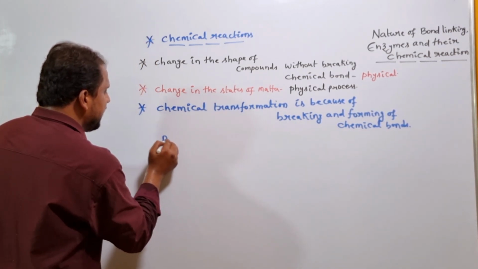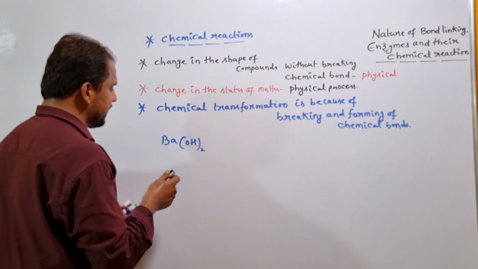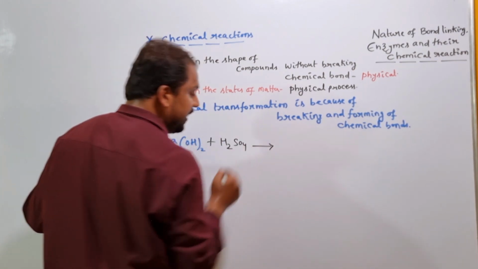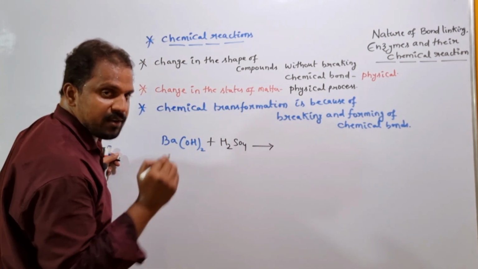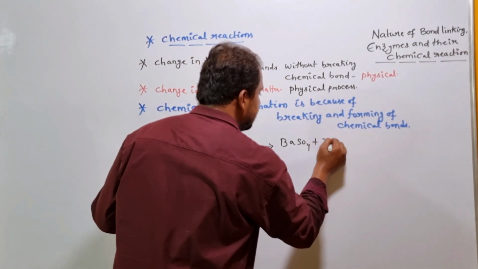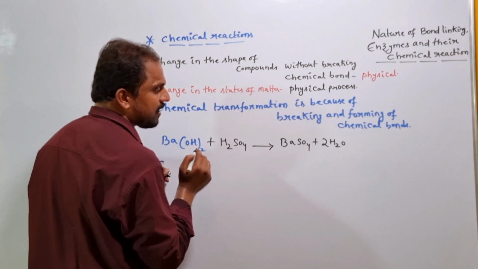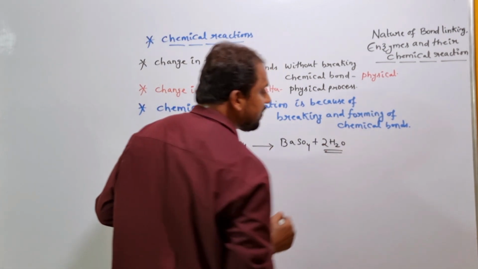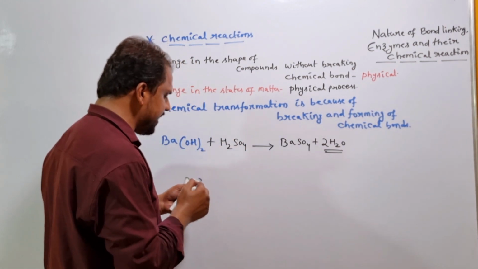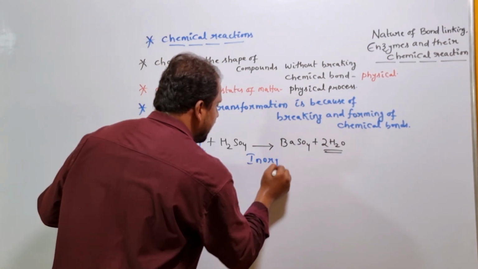Barium hydroxide in the presence of sulfuric acid is capable of yielding barium sulfate as well as two molecules of water. Initially, in the reactant, there is no water, whereas in the product, two molecules of water are produced because of what? The chemical transformation. And this reaction is catalyzed by an inorganic catalyst.